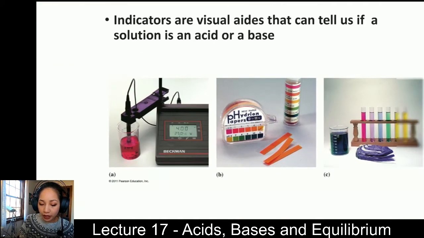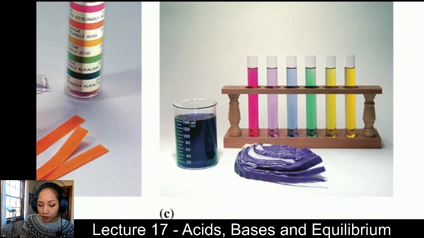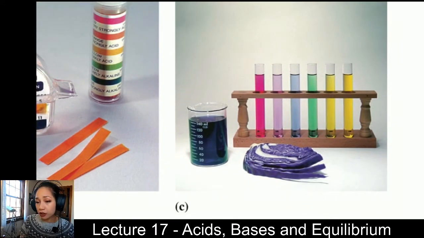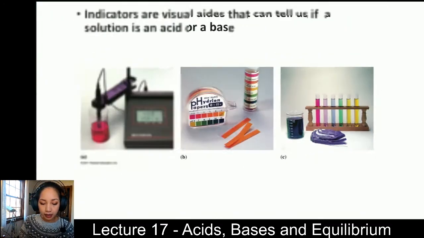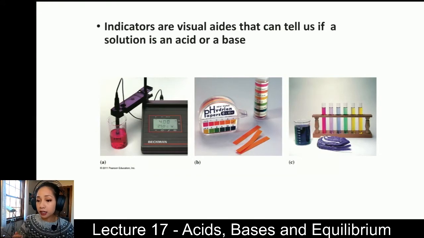There are also natural indicators. So red cabbage is actually a natural indicator. There are different colored substances within red cabbage that turn different colors depending on what type of acidic or basic environment that substance is in. So those are some other types of indicators to determine whether a substance is basic or acidic or neutral.